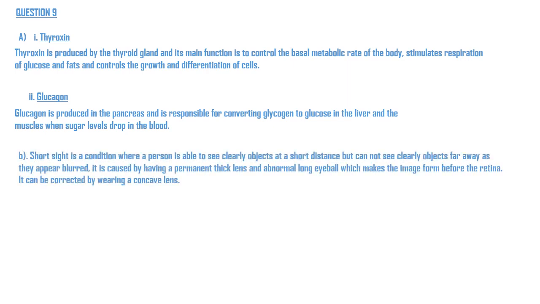B. Short sight is a condition where a person is able to clearly see objects at a short distance but cannot see clearly objects far away, as they appear blurred. It is caused by having a permanent thick lens and an abnormally long eyeball, which makes the image form before the retina. It can be corrected by wearing a concave lens.